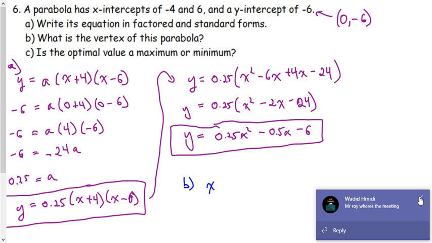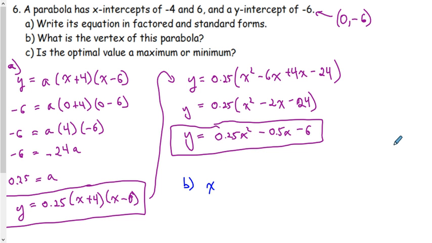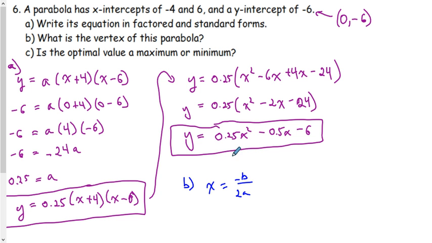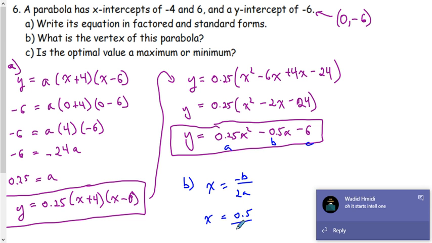But let's do it the other way, using our formula for standard form. Our formula for standard form says x equals negative b over 2a. So here we go. What's our a, b, and c? That's our a right here, that's our b right there, and that's our c right there. So x is going to be equal to negative b over 2a, so negative of negative 0.5, that's 0.5. And 2a is going to be 2 times 0.25.